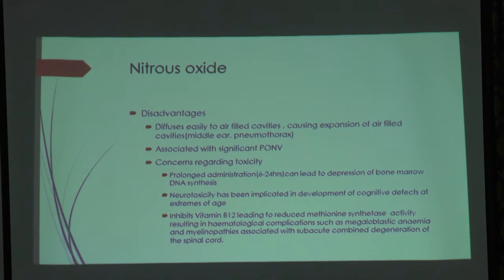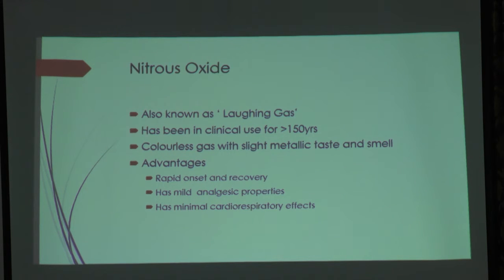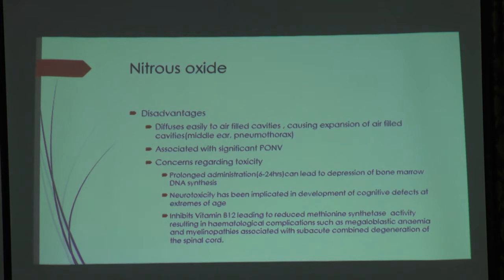So even though it has mild analgesic properties and minimal cardiorespiratory effects, the analgesic properties can be taken care of by using intravenous analgesic agents, okay? And for the minimal cardiorespiratory effects, most of the patients will be paralyzed and ventilated anyway. The problem with nitrous oxide is that it diffuses easily into air-filled cavities. So if the patient has a small pneumothorax, it's going to make the pneumothorax bigger. If the patient has intestinal obstruction with some gas trapping, they're going to get more gas trapped in there, and middle ear problems as well, okay? And it's associated with significant post-op nausea and vomiting.